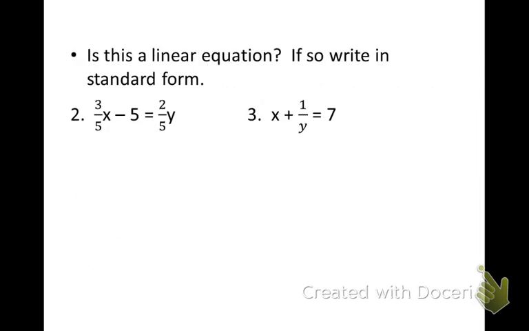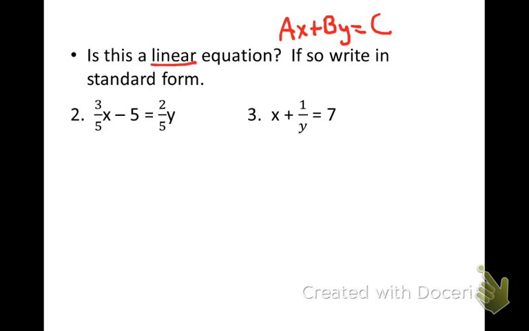Is this a linear equation is the first question, and then if so, write it in standard form. So what is standard form? Ax plus By equals C, and remember we had some restrictions. A has to be greater than 0, A and B both can't be 0, no fractions, and the GCF has to be 1. So once we think we've got it in there, we've got to go through and make sure all those things are right.